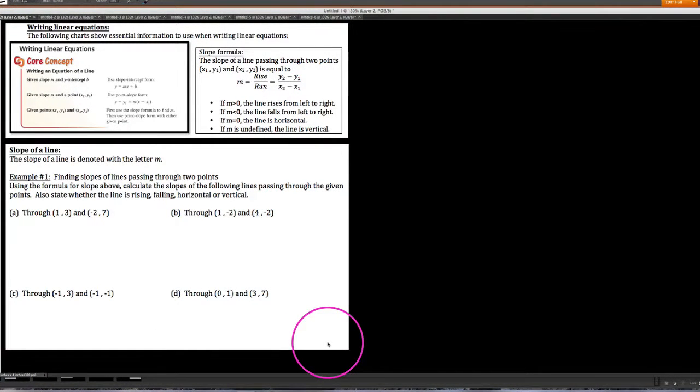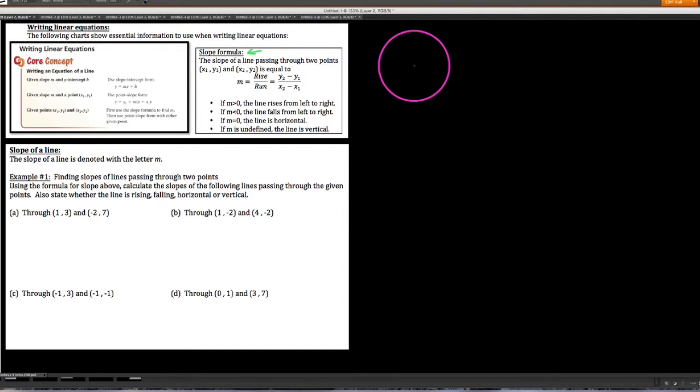Okay, YouTube, this is my first video on writing the equation of lines, or writing linear equations. What I like to do is point out first in this video what the concept of slope is, and also some core concepts in terms of how you write the equation of a line. But you'll notice that I've got a couple of tables here, and I want to start with the slope formula.